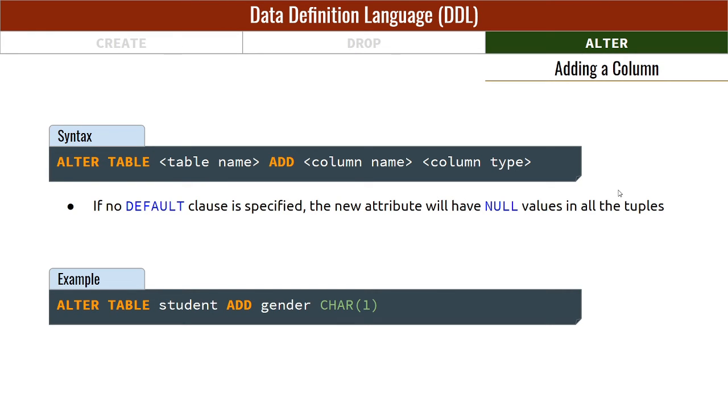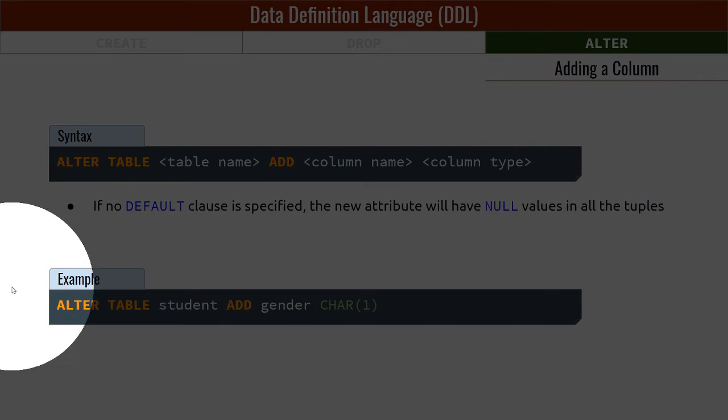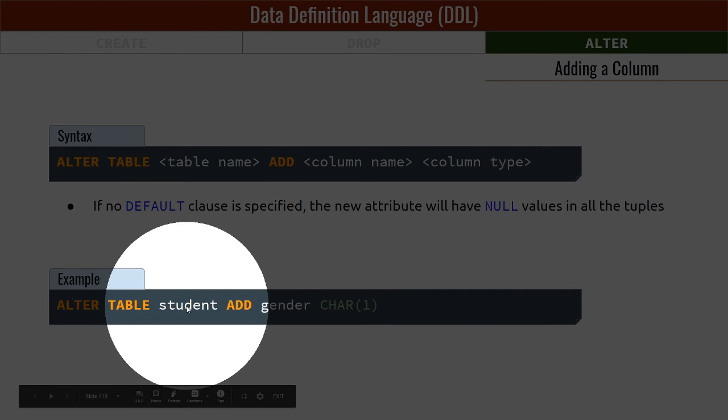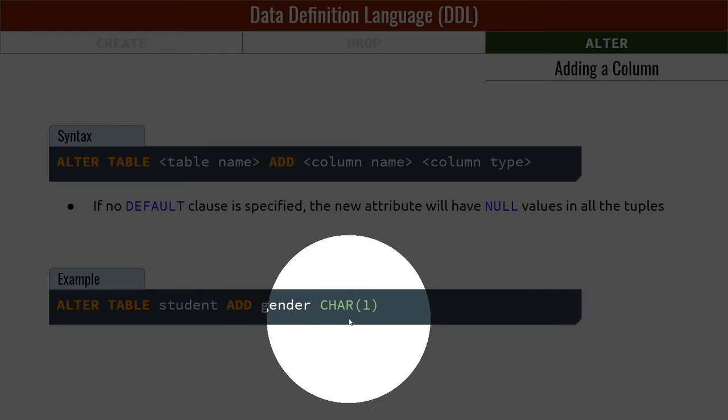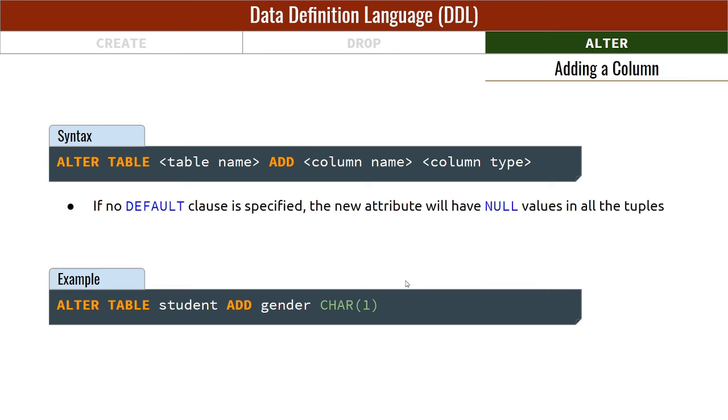Okay. An example for adding a column goes like this: alter table student, add gender. Gender is the new column and the type of that column is char(1). Okay, so this is how you will be adding a new column to an already existing table.